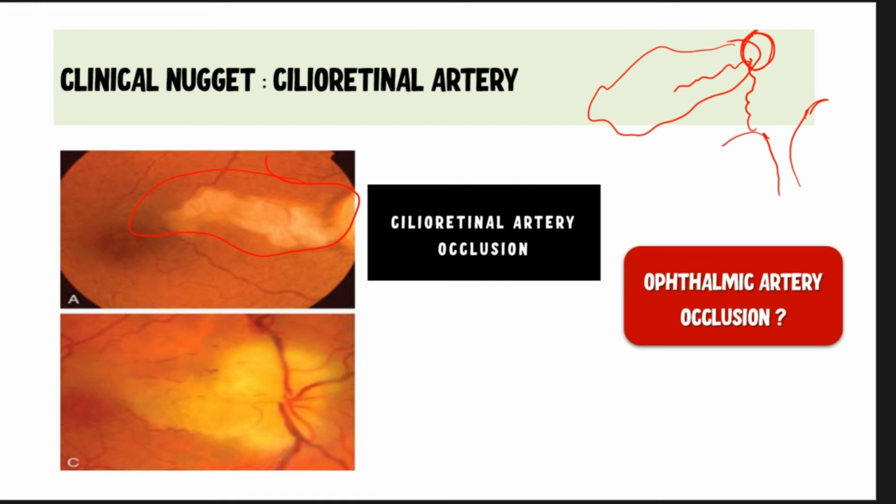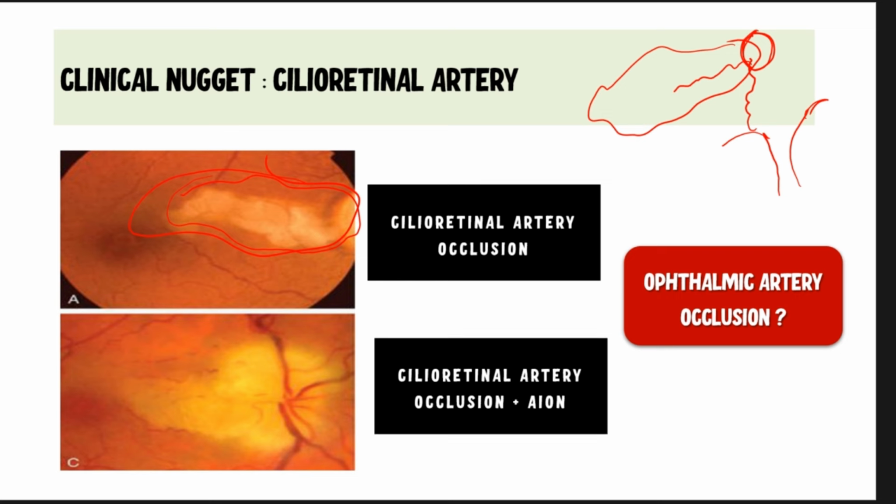Sometimes the cilioretinal artery will get occluded and therefore you will see a pale retina in the area which is supplied by the cilioretinal artery. Whereas sometimes, as we know that both of them are coming from the ciliary circulation or the posterior ciliary arteries, what will happen is that the cilioretinal artery along with the short posterior ciliary arteries will get occluded. And then you are going to see a picture of a pale or edematous disc along with this pale retina. So this is a combined occlusion of the cilioretinal artery and anterior ischemic optic neuropathy.